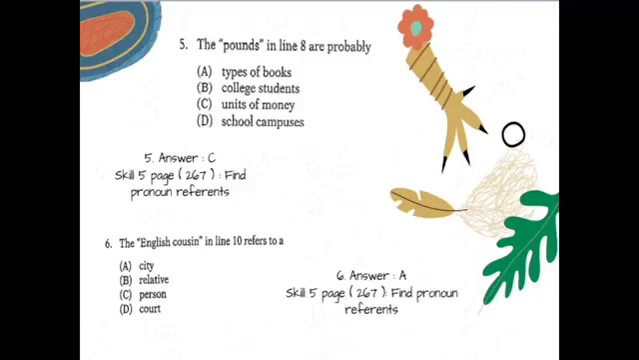2057. Next, number 6. The English consists in line 10 reference to A. city, B. relative, C. present, D. count. The correct answer is A. City. You can use skill 5 in Longman book page number 2067.